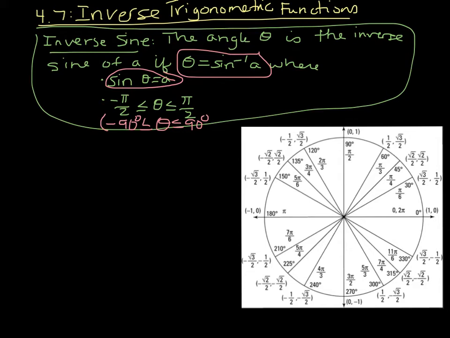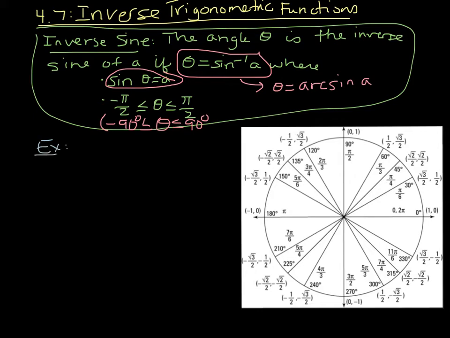And one other important thing is that you often will see this written as arc sine of A. So if you see arc sine of A and inverse sine of A, those are the exact same thing. It's very important to remember that there's nothing different between the two of those. So let's do a few examples.